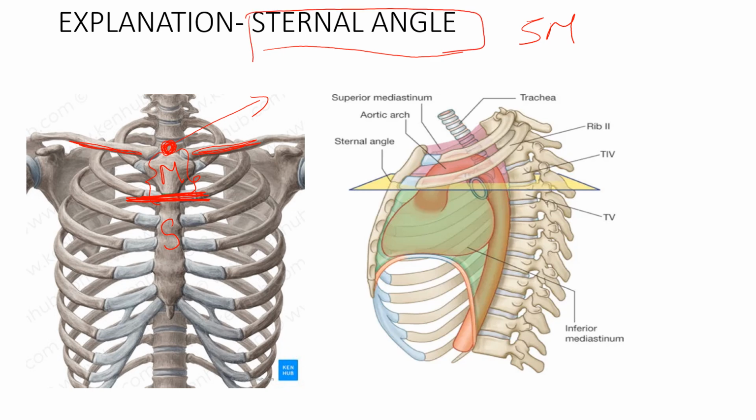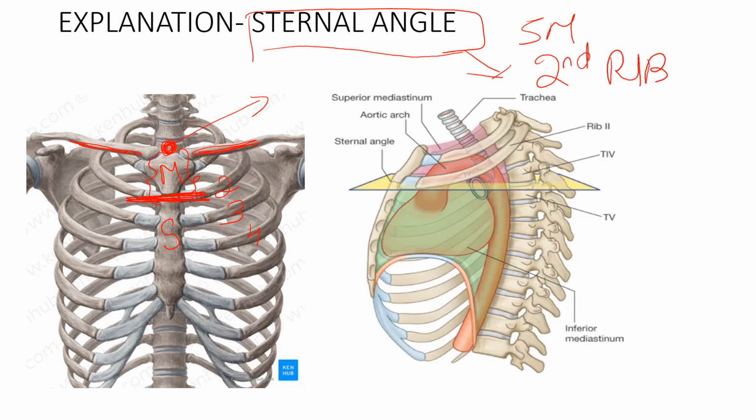Now what is the importance of this angle and why you should know this angle? The first and foremost important thing is that it helps us to count the ribs because from the sternal angle, the second rib begins. So you can go downwards. Next will be the third rib, fourth rib and so on. So the sternal angle or the angle of Lewis helps us to count the ribs. So at the sternal angle, which rib do you have? You have the second costal cartilage and the second rib.